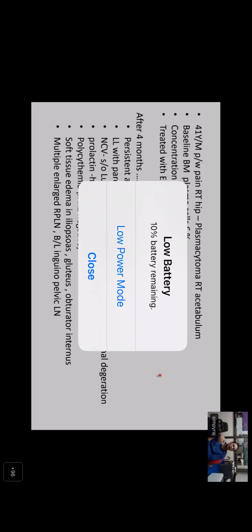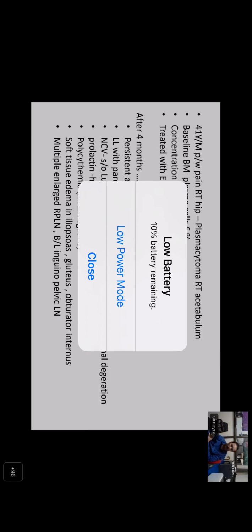We'll finish soon. This is a case of a 41-year-old patient. He had pain in the right hip, and there was a lesion swelling in the right hip. Biopsy from the right hip shows plasmacytoma. Baseline bone marrow plasma cells were 6%. The M band was 1.1 gram per deciliter, and the patient was treated with EBRT, that is radiotherapy.